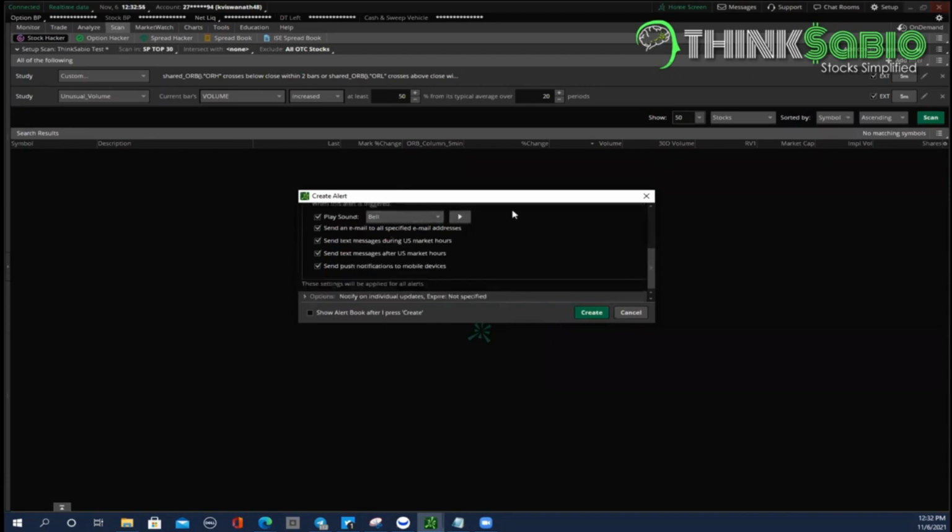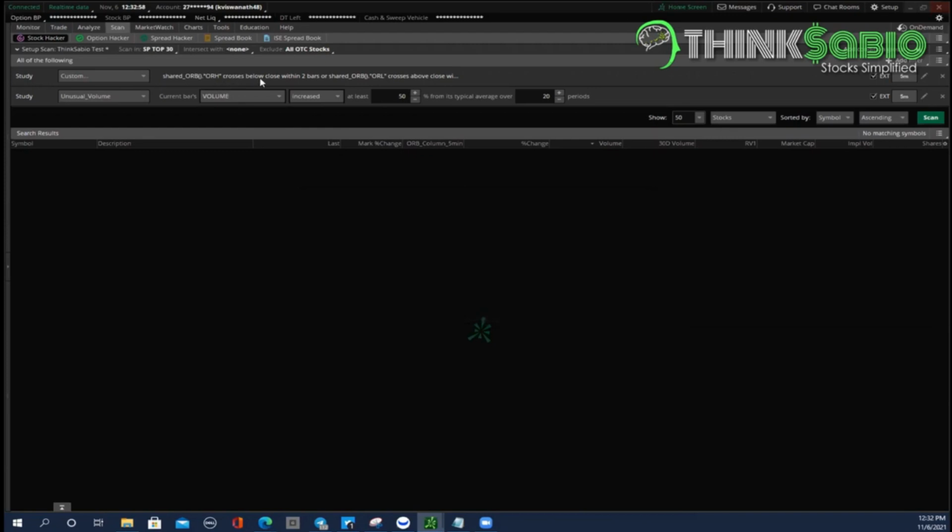So this is how you set an alert, and this is how you set an opening range high, low breach along with unusual volume. You can remove unusual volume if you're not worried about it, but I personally like price and volume. These are the only two leading indicators. So that's what I focus on.